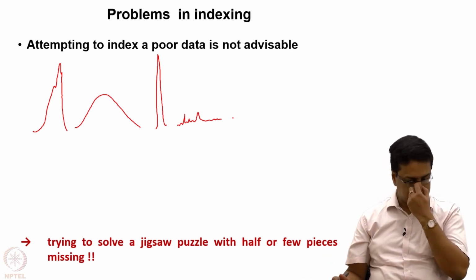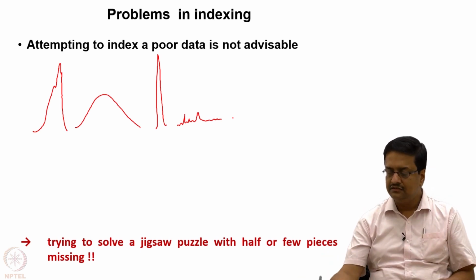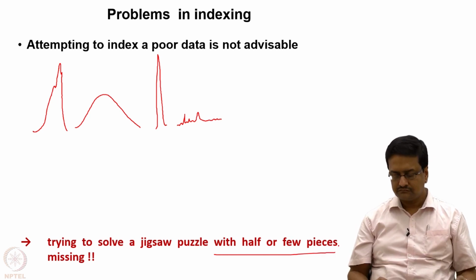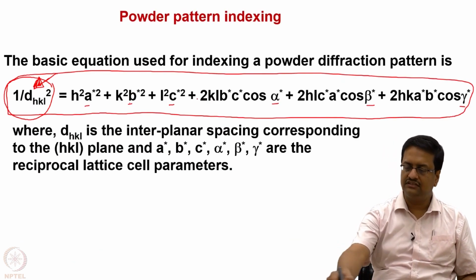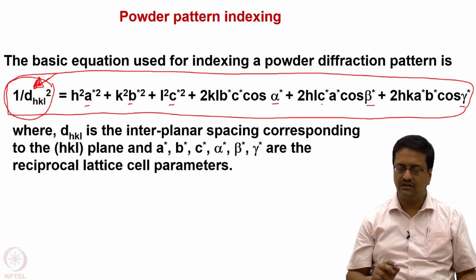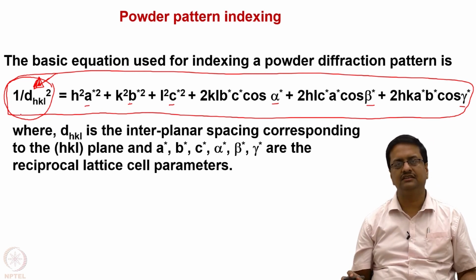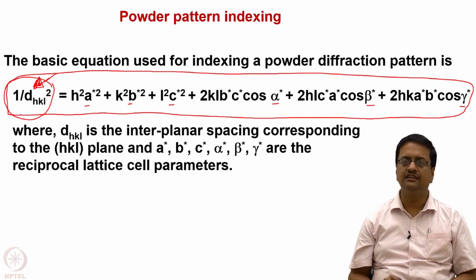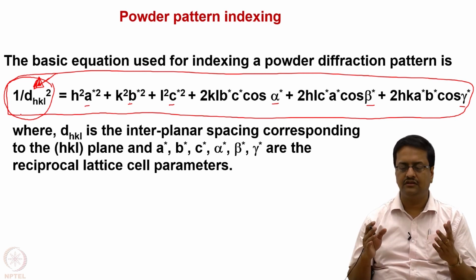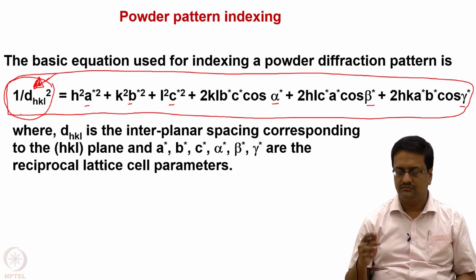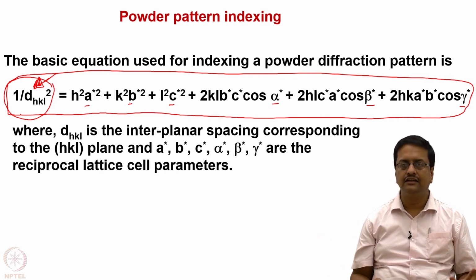It is like trying to solve a jigsaw puzzle with some pieces missing, because you need to solve this simultaneous equation which contains a total of 9 unknown quantities and the only observed parameters are a set of d HKL. So until and unless you have a large number of well-defined d values, the computer program will not be able to solve these equations and give you correct numbers for a, b, c, alpha, beta, gamma, and then HKL as well.